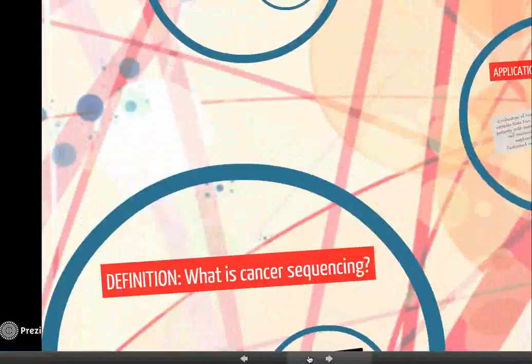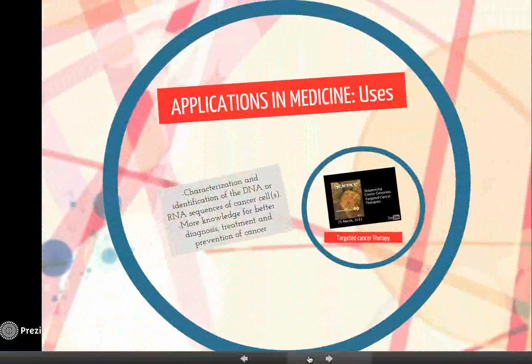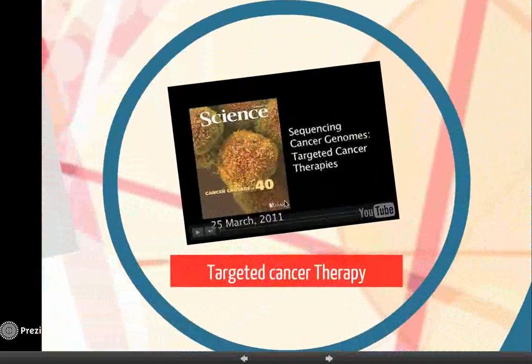So continuing, applications in medicine. What is the use of this DNA sequencing? First, it is for the characterization and the identification of the DNA or the RNA sequence for all cancer cells. So when you have this, you can have more knowledge for better diagnosis, treatment, and prevention of different types of cancers. So, targeted cancer therapy.